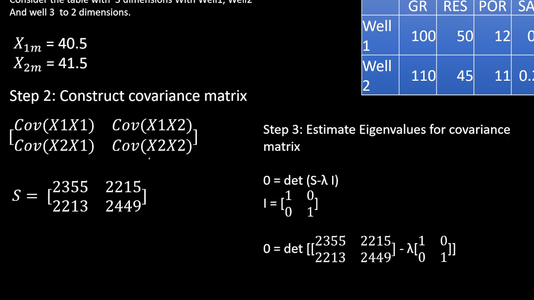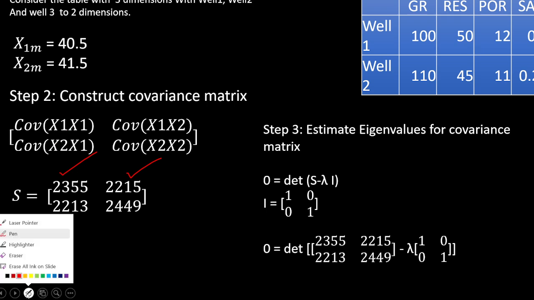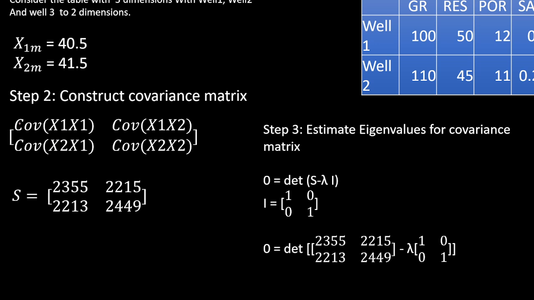After getting all these values, you have to form a vector like 2355, 2215, 22. So these are all values representing your matrix covariance vector: x1 x1, x1 x2, x2 x1, x2 x2. So this is your vector. So your second step was completed. Constructing the covariance matrix was completed. Then let us go for estimating eigenvalues for the covariance vector.